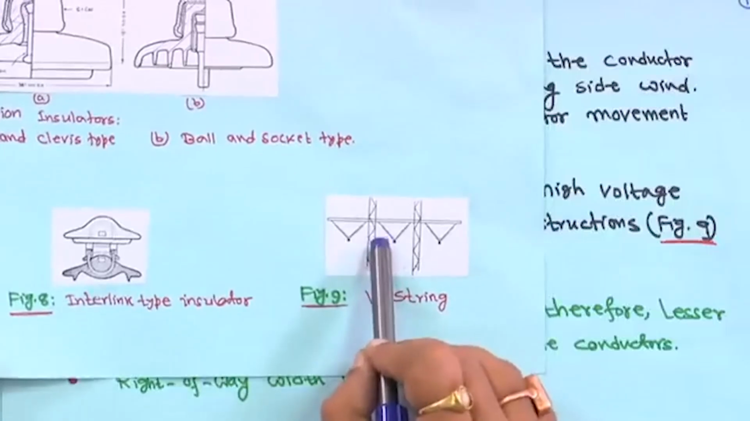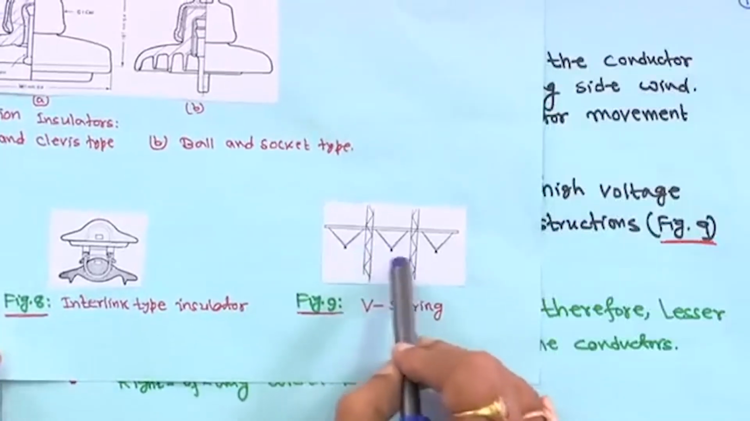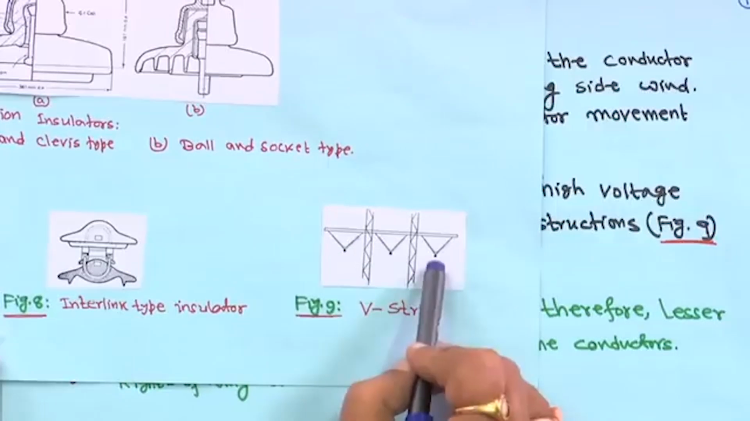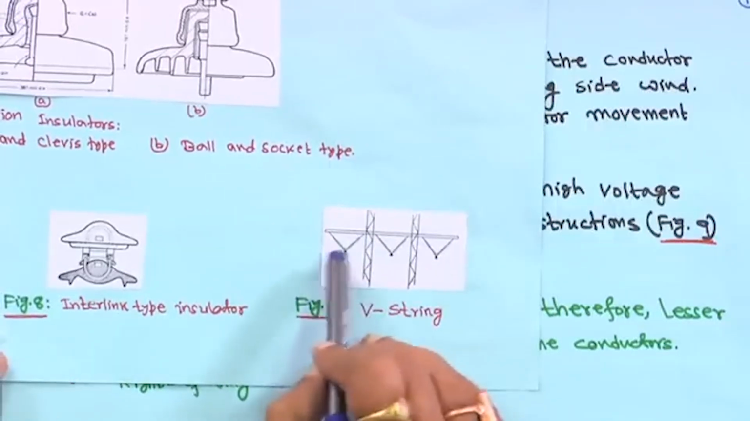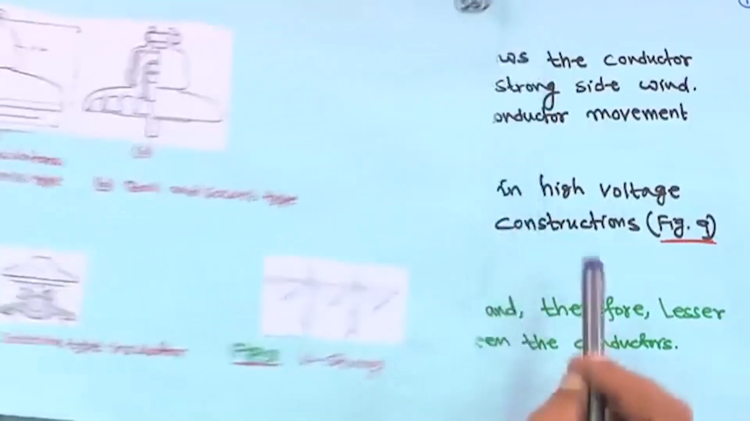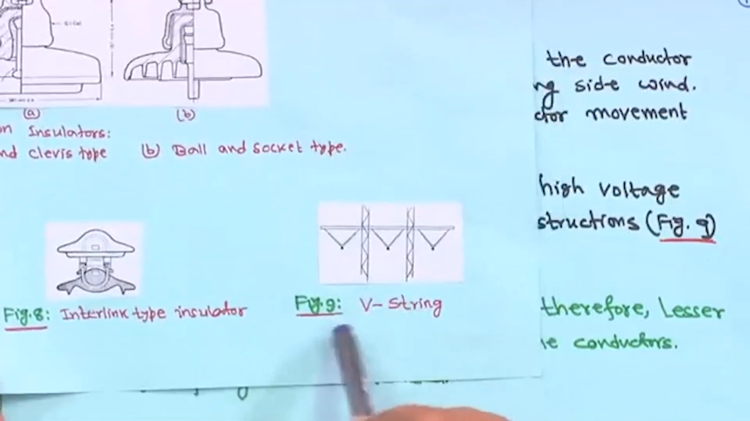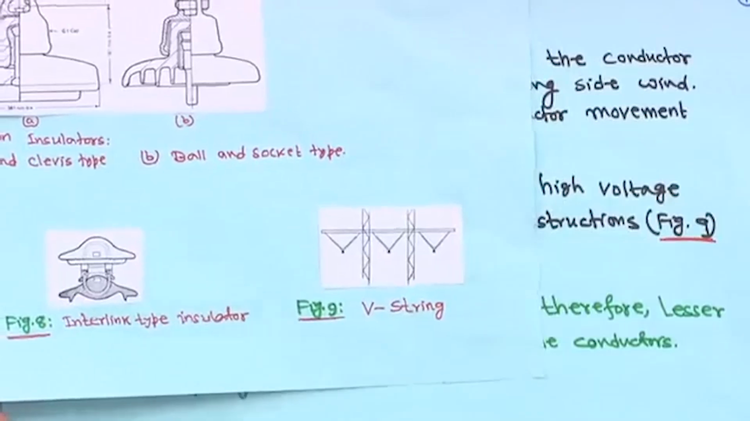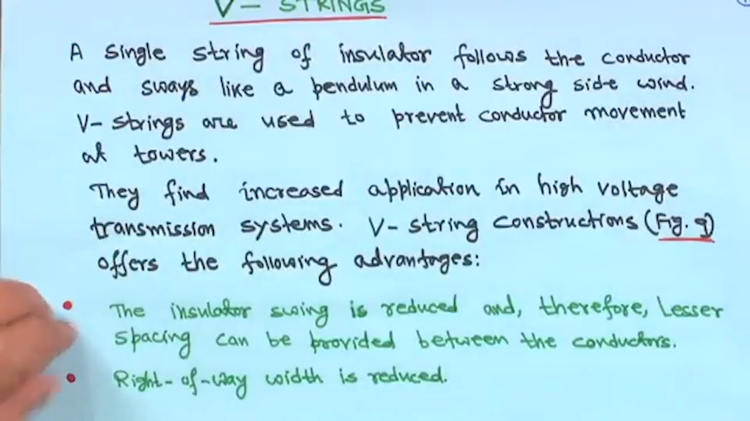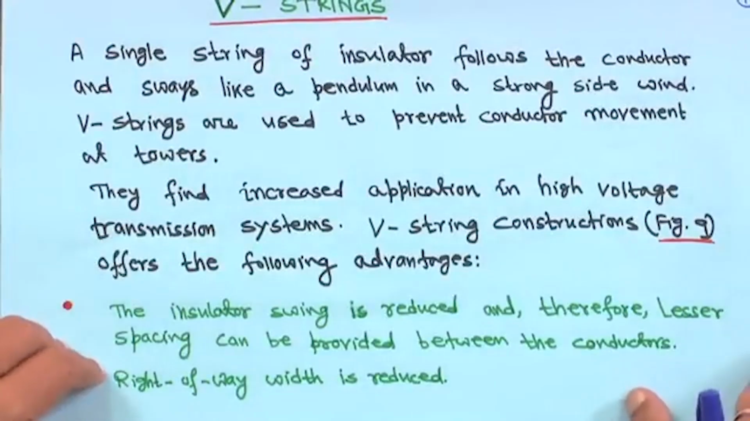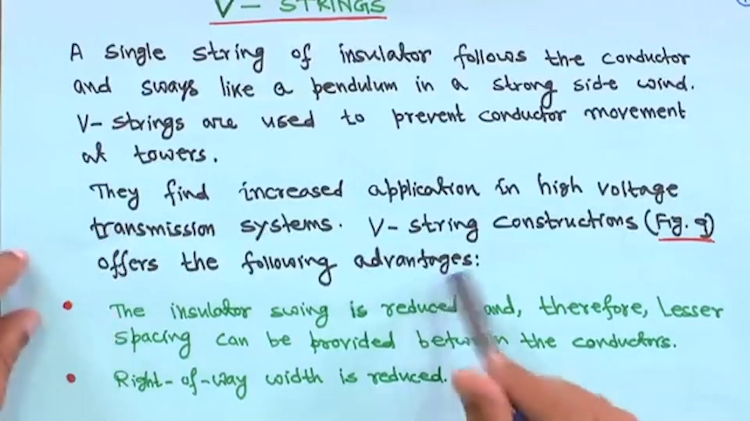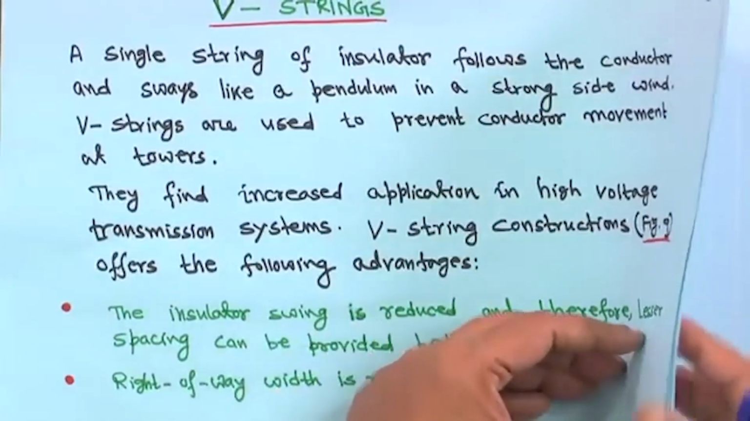Here it is, I got it. So, this is actually the V string, and this is how it is connected. One conductor here, one here, for a 3 phase line, this is the tower, and this is how the insulators are connected, as I showed, such that there will be no swing. This is actually figure 9, the V string. So, V string conductors find increased application and offer the following advantages.